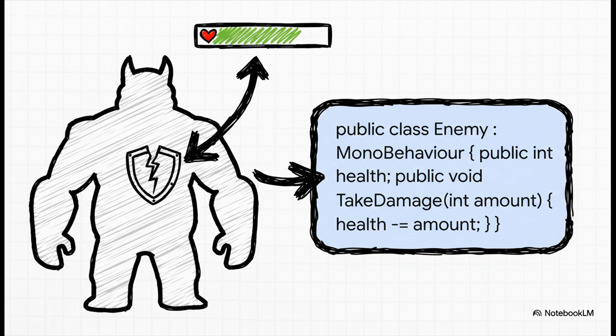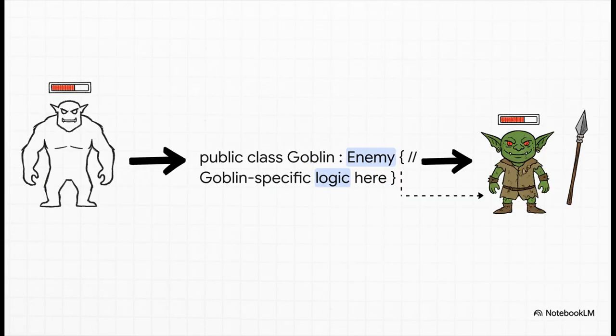This simple script is now a perfect, reusable blueprint for absolutely anything in our game that can be damaged. And this is where the magic happens. Look at this. This is our entire goblin class. It's almost empty, but just by adding that .enemy part, our goblin class instantly has a health variable, and it already knows how to take damage.